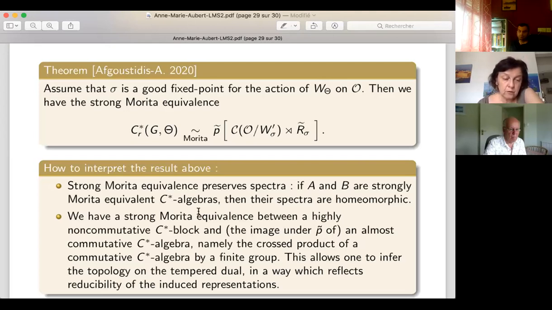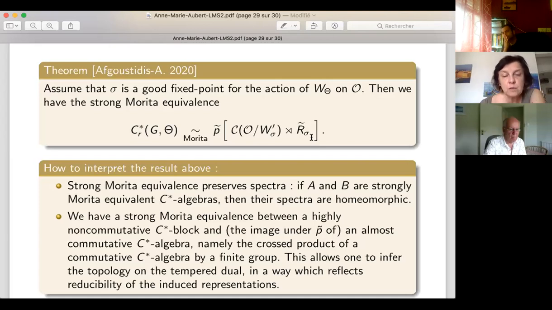And the interest is that we get a strong Morita equivalence between the algebra on the left, which is a block in a C-star algebra which is non-commutative, and an algebra on the right, the image under P tilde of an algebra which is almost commutative, because it is the cross product of a commutative C-star algebra by a finite group. The finite group is R sigma tilde.